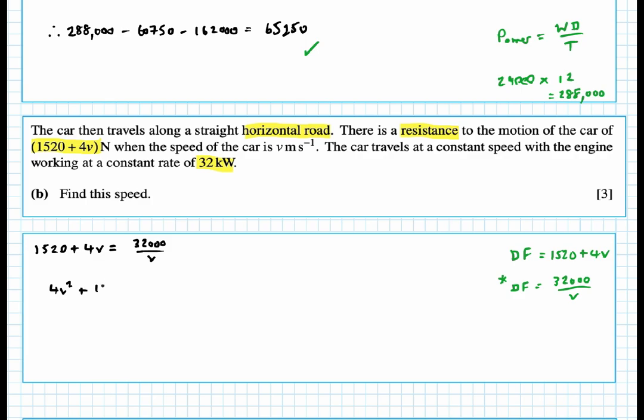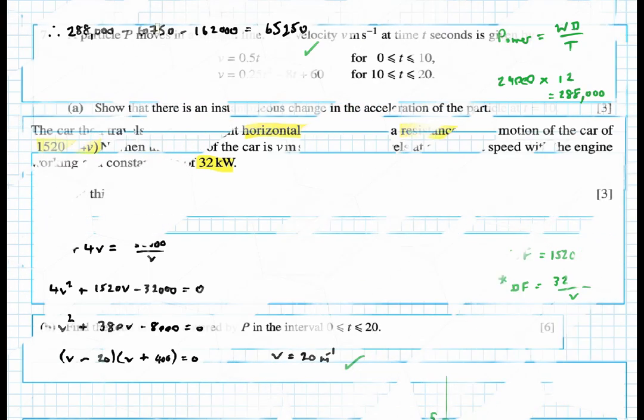So V times the left-hand side, you get 4V squared plus 1,520 V minus 32,000 equals 0. Just move that 32,000 over. Divide by 4 and you'll get a simplified version of that. And so we'll get two answers for this. Only one of them will be relevant. So V is equal to minus 400 and V is equal to 20. So of course our relevant answer is V is equal to 20 meters per second. And that's the speed that the car was going at.